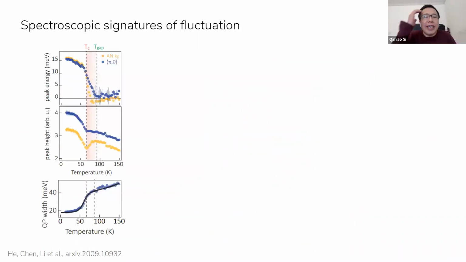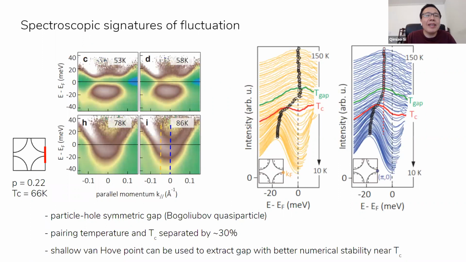Sorry, I missed something you just said. You said you do not see the diamagnetic features above TC, above 66 Kelvin, or you do? We do not see appreciable diamagnetic signal. Yeah, he's claiming there's a gap, but no superconductivity. Oh, I see. So you're saying it's not fluctuating.